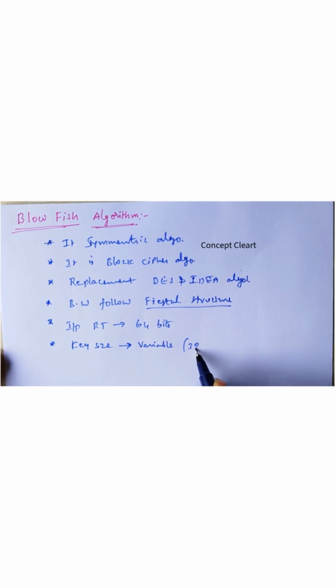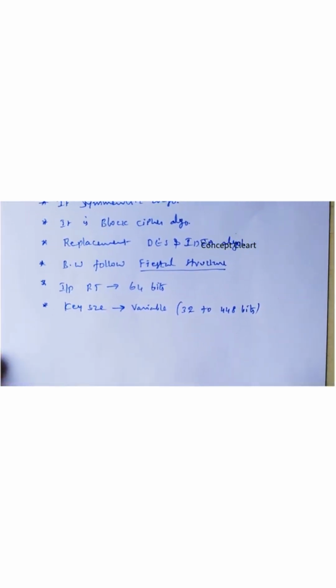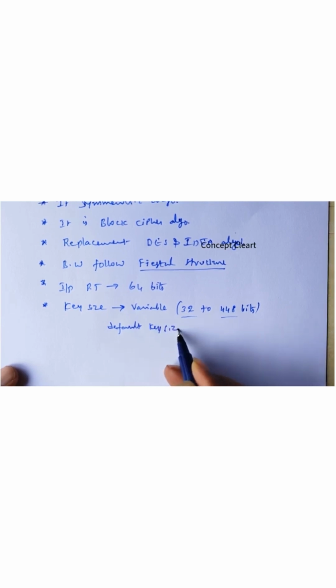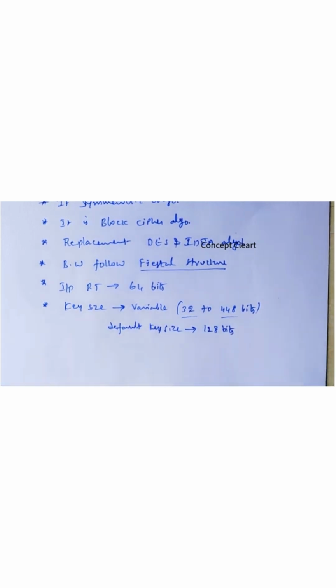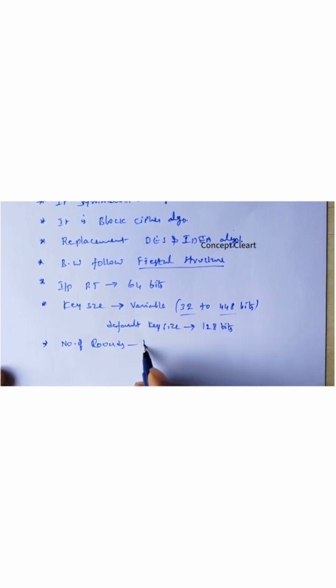That means 32 to 448 bits, according to your requirement. You can consider 32 to 448 as a variable size. The default key size, if you are not specifying any key size, is 128 bits. And the number of rounds is 16. Here 16 rounds of operation will be performed.